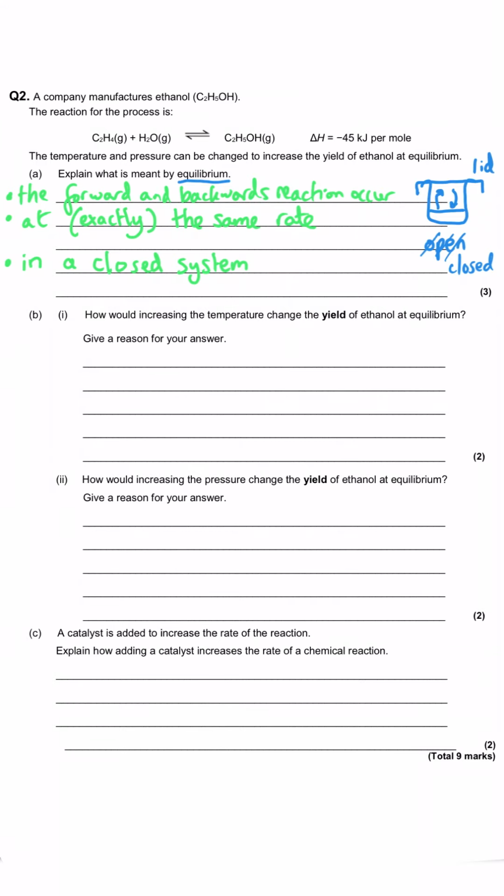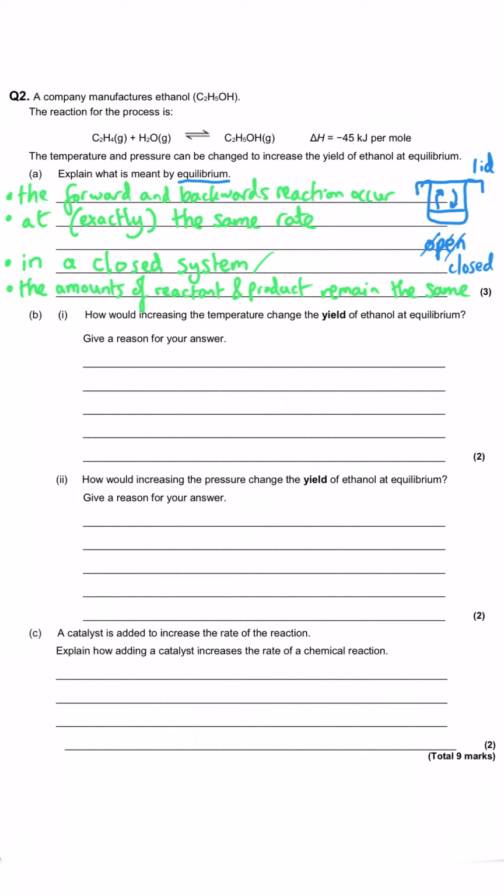And so the optional 3rd mark is to say this in a closed system sentence, but instead we could say that as a consequence of the forward and backwards reaction happening at equal rates, the amounts of the reactants and products remain constant or remain the same. You'll recognise these next 2 questions, so I'll do those quickly.